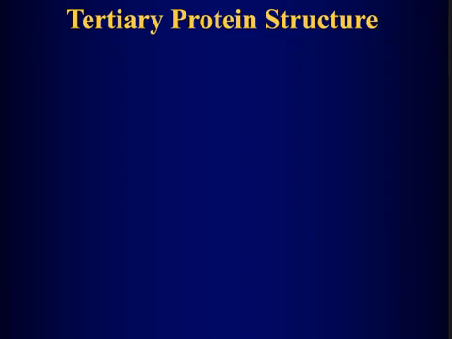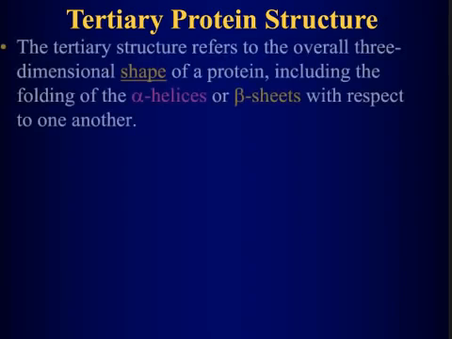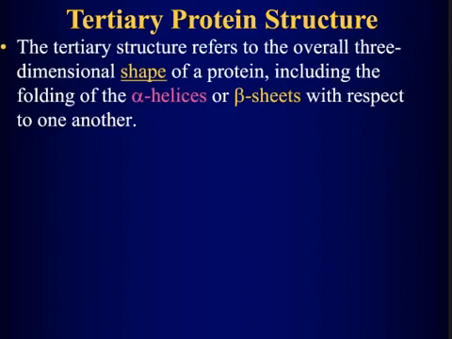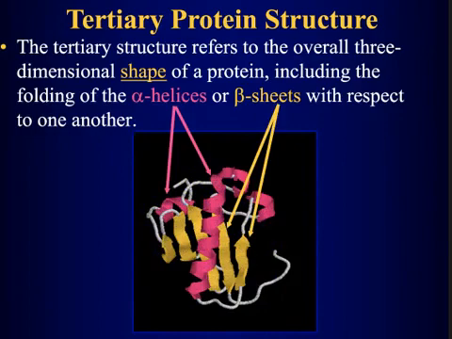Alright, next we have our tertiary protein structures. So these tertiary structures refer to the overall three-dimensional shape of the protein, including the folding of the alpha helices and the beta sheets with respect to one another. So if we have a protein, these yellow ones are the beta sheets, and the arrows at the end tell you which direction the protein is going. And the alpha helices are these pink ones, or the spiraled ones.